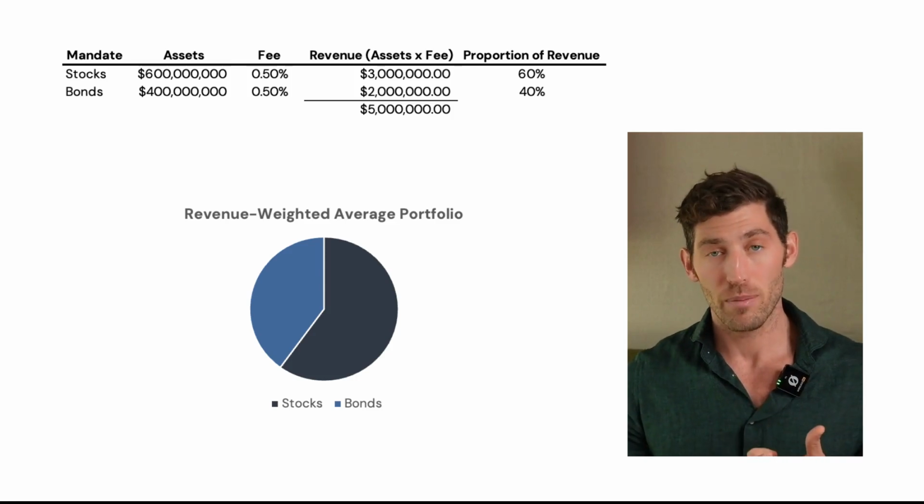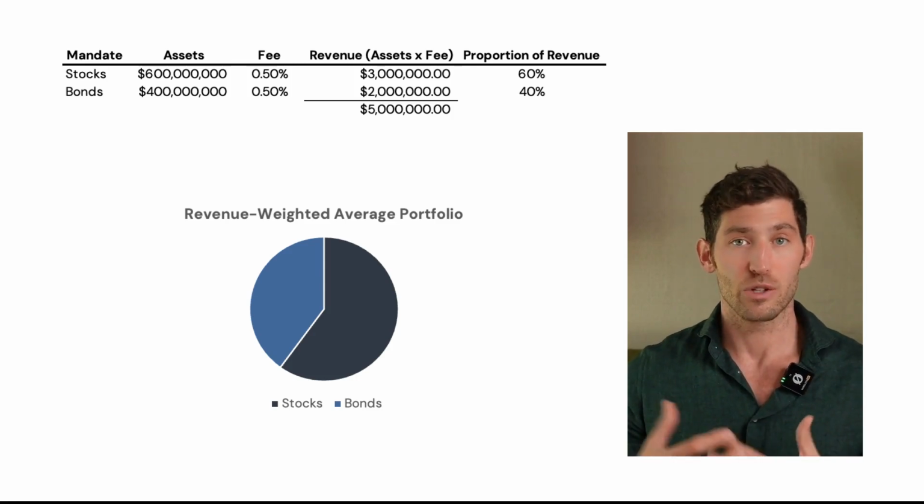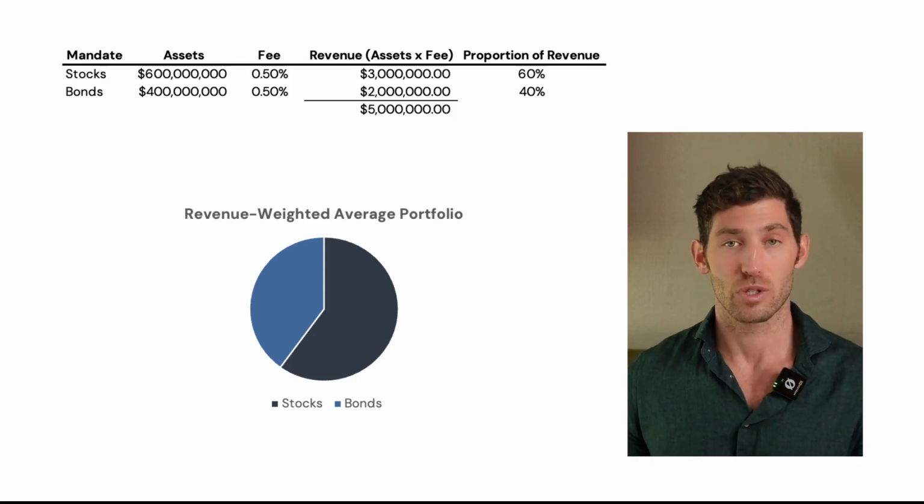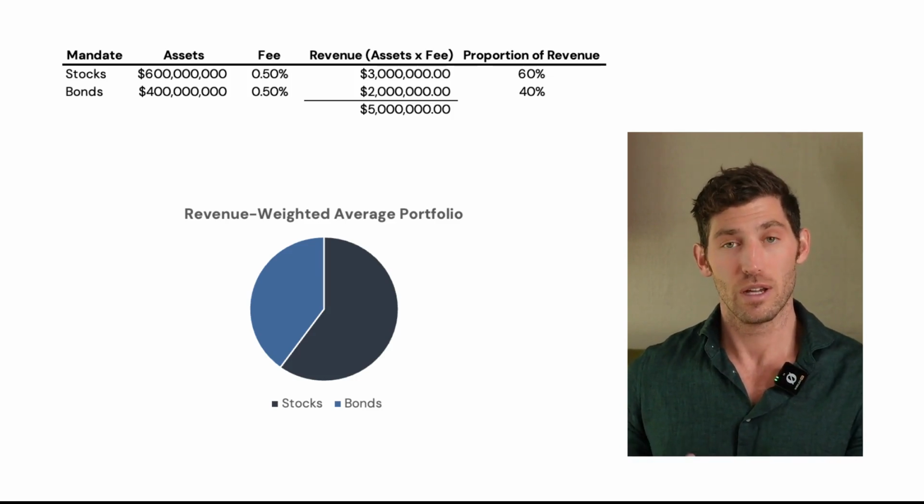So a really simple example, let's say I run a stock mandate and a bond mandate, and the stock mandate is responsible for generating 60% of the firm revenue, and the bond mandate is responsible for generating 40% of the firm revenue.